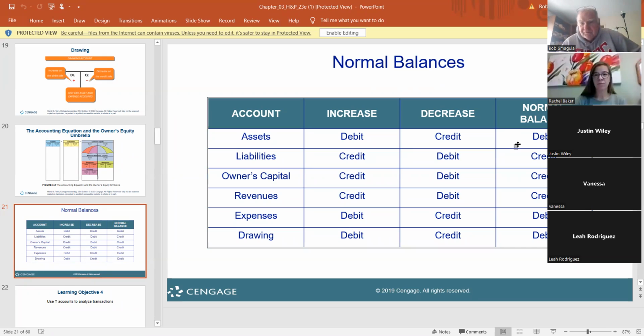Assets have a normal debit balance. Liabilities and equity credit, revenue credit, expenses debit, drawing debit. Or the increase, memorize the increase. It's the same thing as the normal balance. Assets are increased with a debit. Liabilities, equity, revenues increased with a credit. Expenses and drawings increased with a debit.